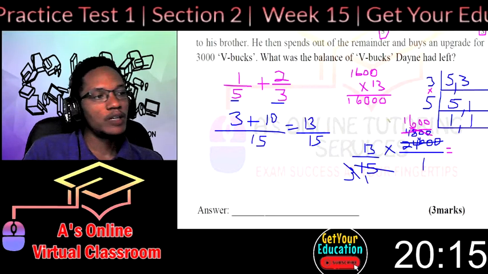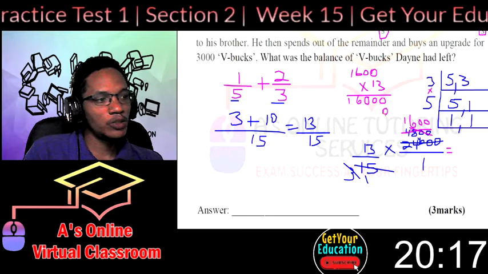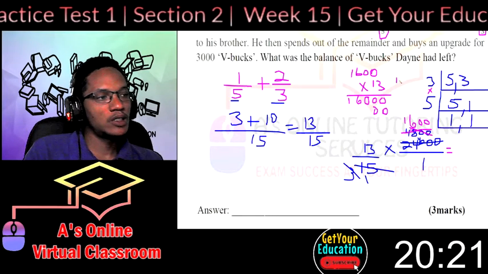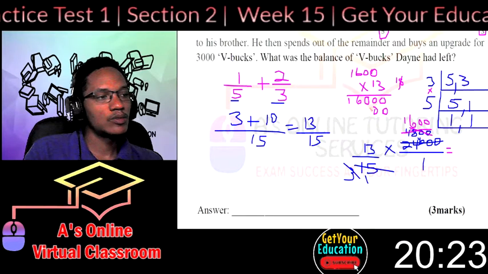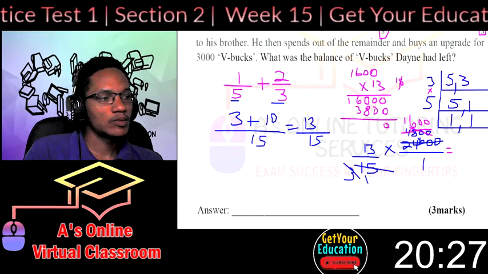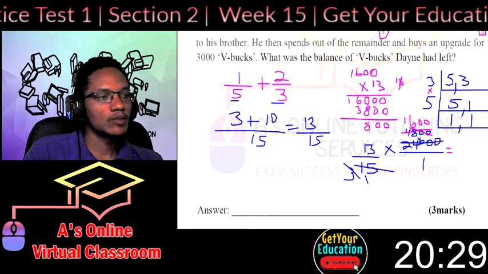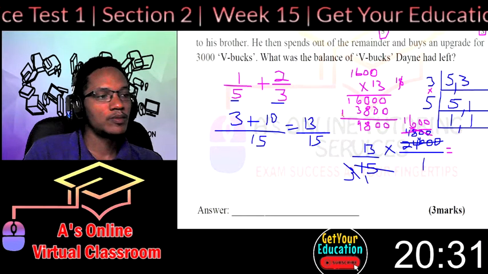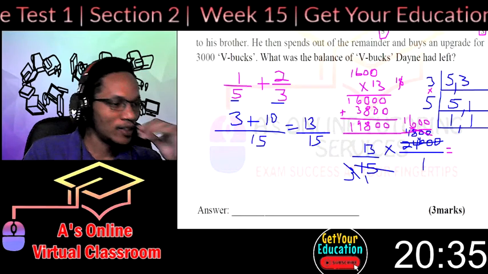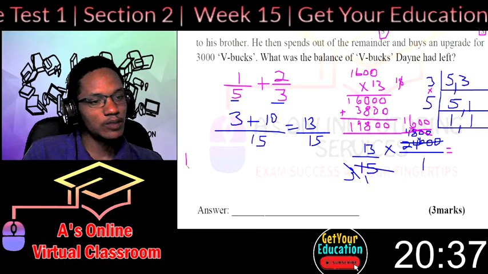And then 3 times 0 is 0, which I'll put under the 3. 3 times 0 is 0. 6 times 3 is 18. And 3 times 1 is 3. Add that up. So this is how much he gave away. Right, 19,800.